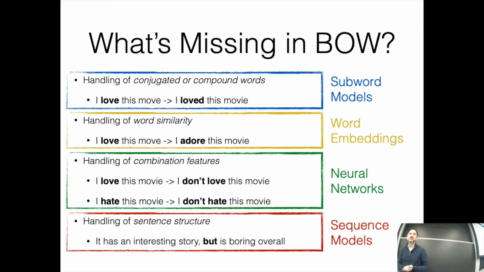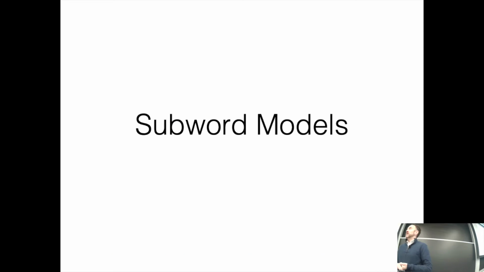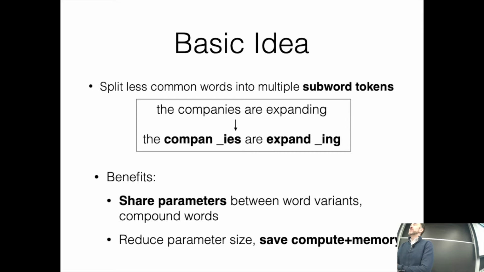So let's jump into it. Subword models. As I mentioned, this is a really, really important part of all of the models that we're building nowadays, including state-of-the-art language models and things like this. The basic idea behind this is that we want to split, in particular, less common words up into multiple subword tokens. To give an example, if we have something like "the companies are expanding," it might split "companies" into "compan" and "ies" like this.